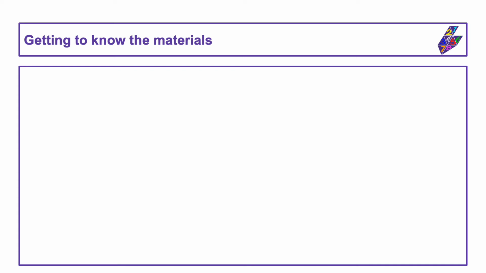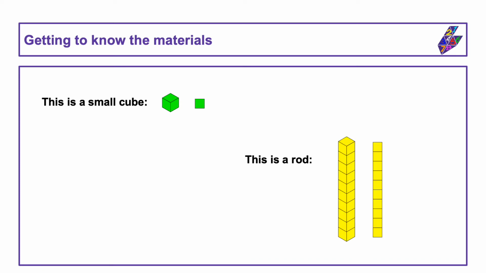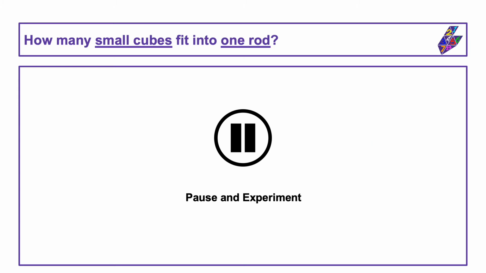Let's start by naming the pieces. This is a small cube. This is a rod. How many small cubes fit into one rod?